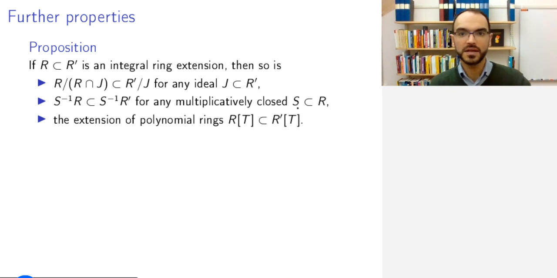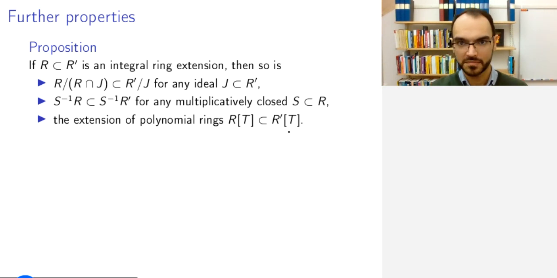If you take a multiplicatively closed set S in R, then it will be multiplicatively closed in R prime as well. And you will get an inclusion of rings S inverse R inside S inverse R prime. This ring extension is again integral if R into R prime is. And finally, you can consider polynomial rings, and if R into R prime is an integral extension, then R[T] into R prime [T] will be as well.